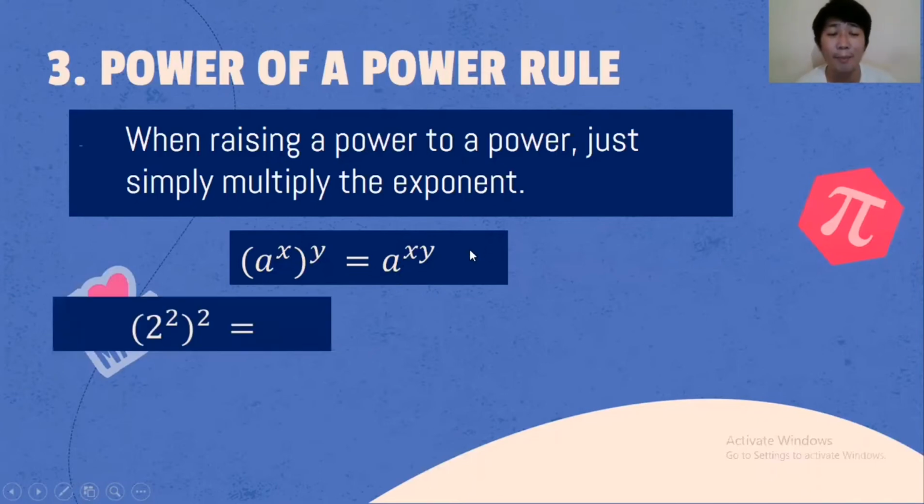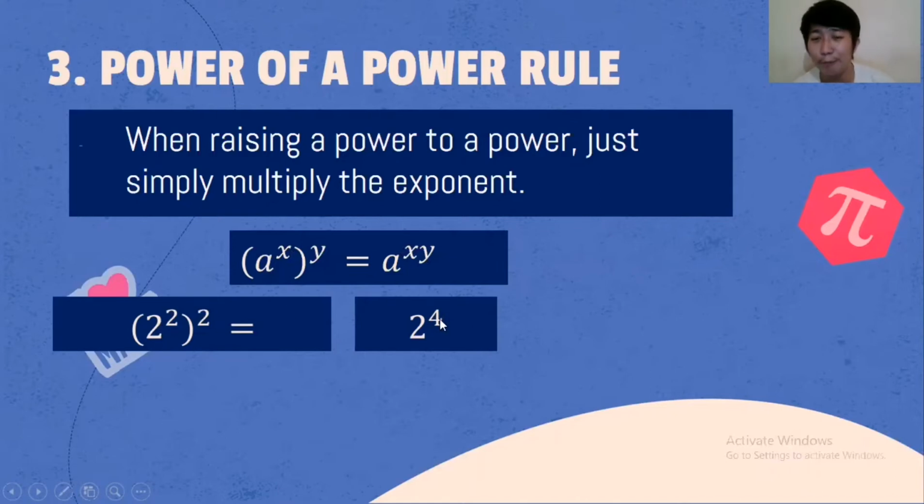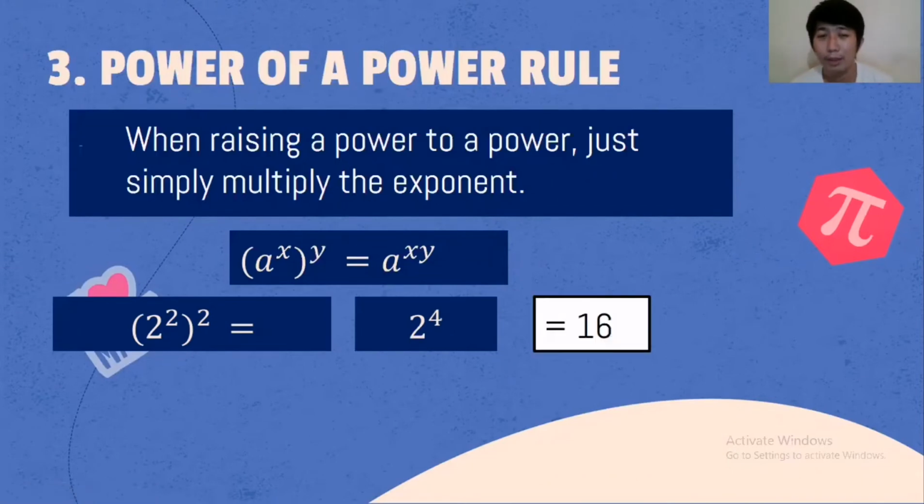Let's try to have an example. The quantity of 2 raised to 2, squared, we will be multiplying the power to a power. 2 times 2, that is 2 raised to 4. What is 2 raised to 4? 2 times 2 times 2 times 2, that is 2 times 2, 4 times 2, 8 times 2, 16. That is power of a power.